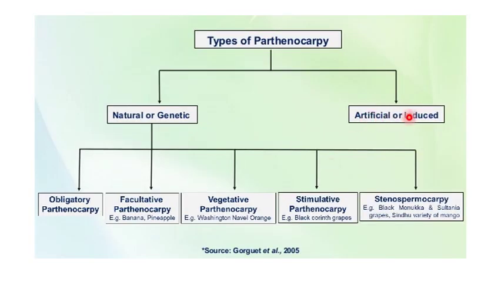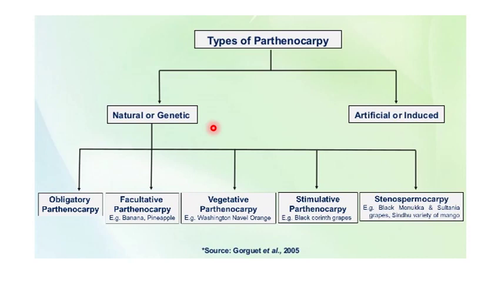Parthenocarpy is divided into two categories. The first is artificial or induced parthenocarpy, which involves stimulating the growth of a fruit using natural or artificial plant hormones. The induction of parthenocarpy is a common agricultural practice for some horticultural species, while the second category is natural or genetic parthenocarpy.